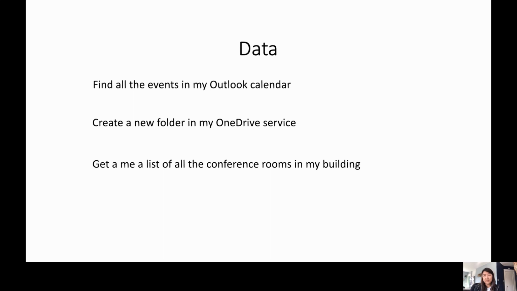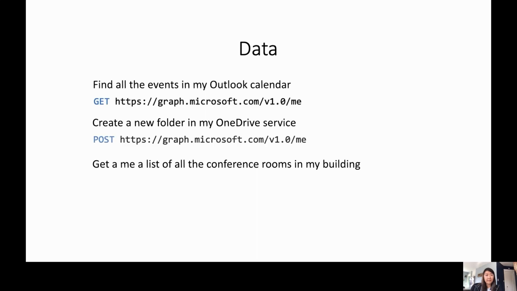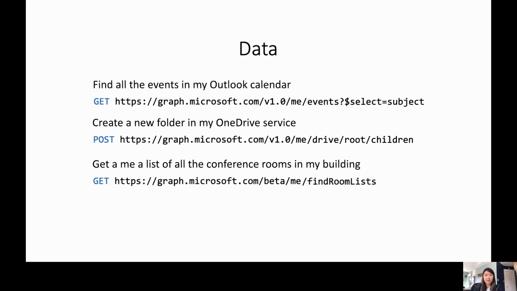And the concept of user-centric is not just a marketing concept. It is actually core to the way that we query the Microsoft Graph API itself. If you look at the screen, here are three examples. You can find all the events in my Outlook calendar, or create a folder in my OneDrive service, or get me a list of conference rooms in my building. And the base endpoints of all of these are around me. And then on top of that, we're getting different endpoints to get different data.